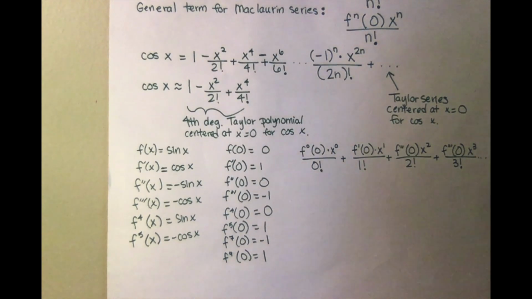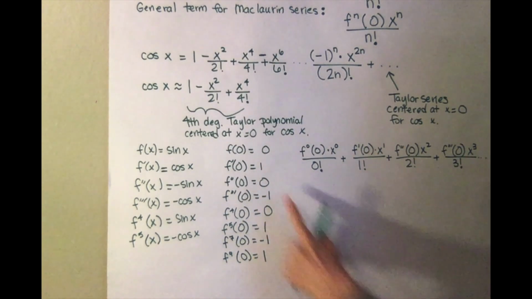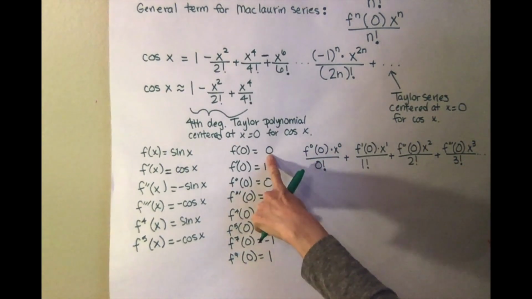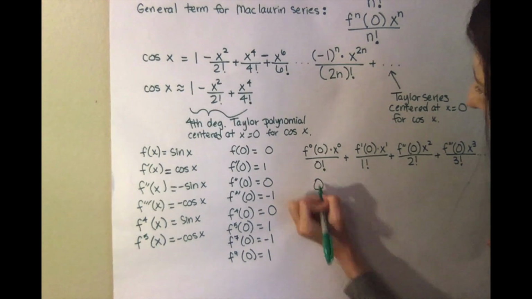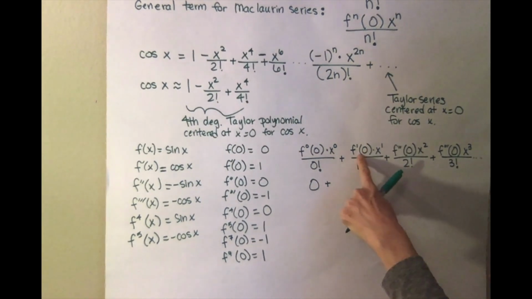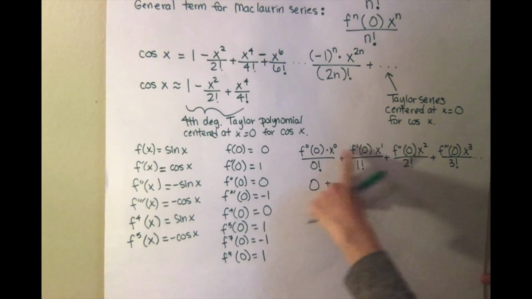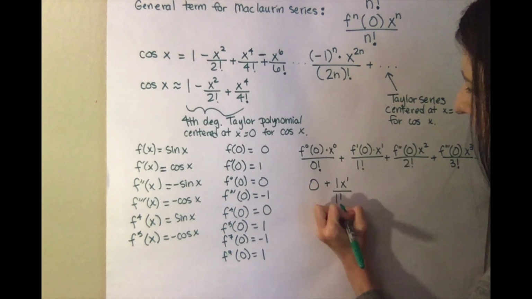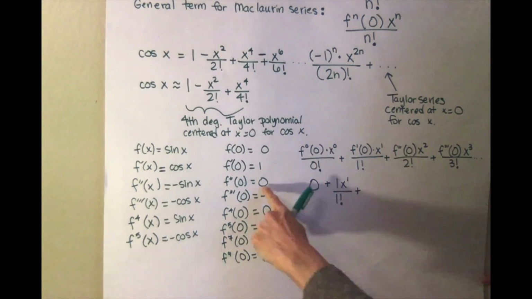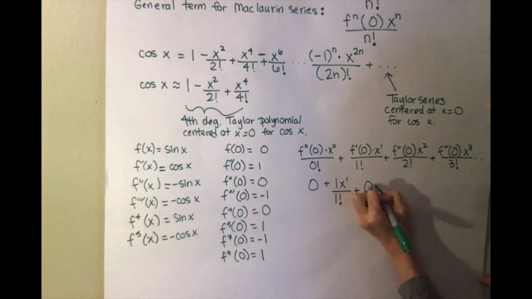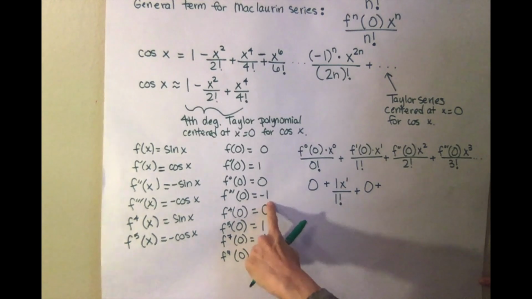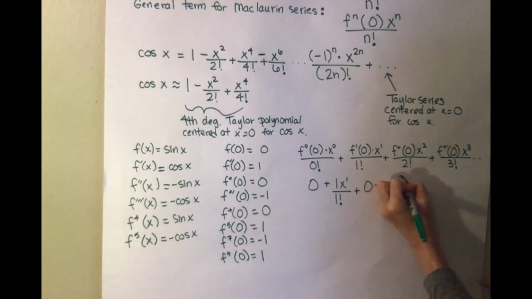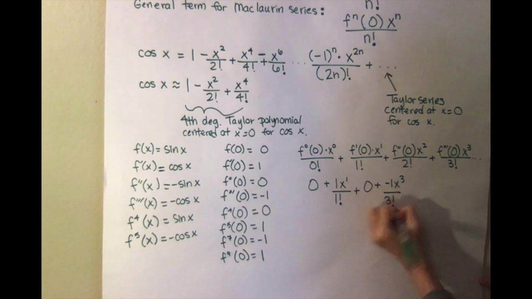Okay, so now let's go ahead and input our derivatives into the formula that we wrote out there. So f of 0 is 0, so this first term just becomes 0. The first derivative evaluated at 0 is 1, so we have 1 times 1 to the first power over 1 factorial. The second derivative is 0, so that's a 0 term. Next one is a -1 x cubed over 3 factorial.